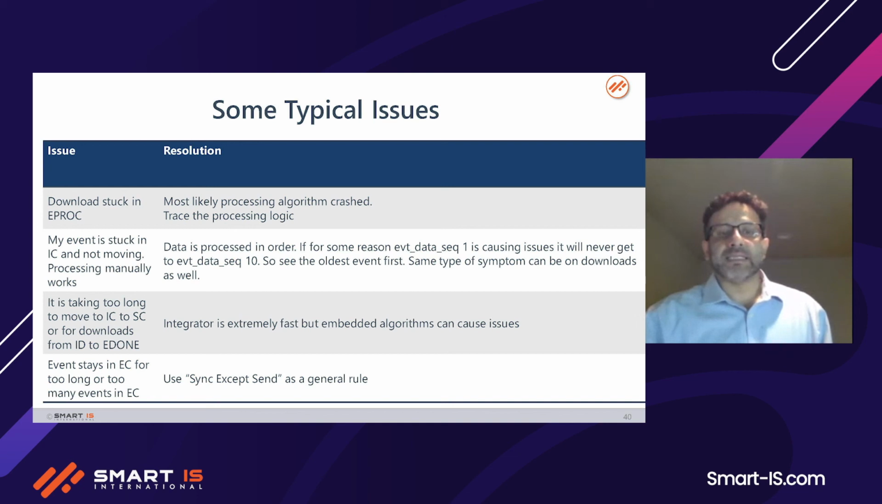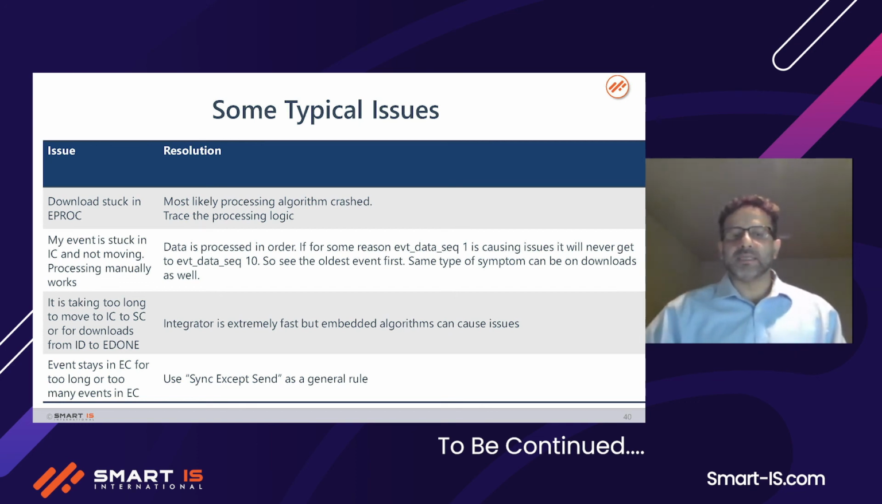Or sometimes it is that it is taking too long to move from IC to SC. There you might have to multi-thread the sender process, or there could be algorithms that are causing issues. Otherwise, IC in Integrator itself has very little overhead, as it is described, using caching and whatnot. Integrator itself is not reading its own metadata while doing these things. And then if an event stays in EC for too long, in that case, you should simply go to synchronous accept send.